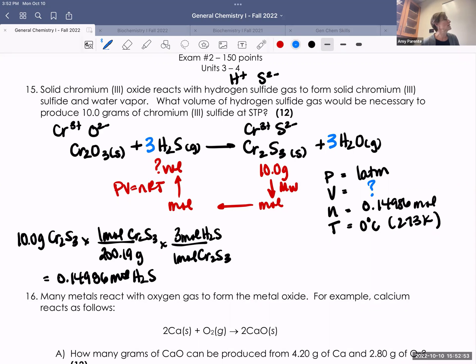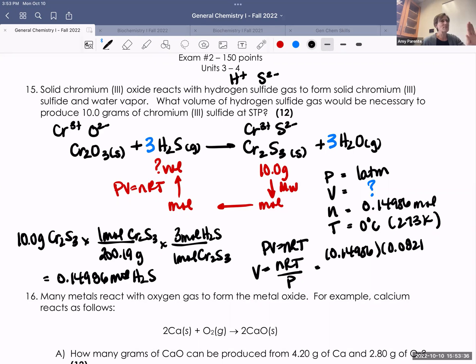So I'm going to solve my PV equals nRT for V. That's nRT over P. Everybody good? I did a little check beforehand and I made sure that everything was in the right unit. So to save myself a little space over here, I'm going to make sure that I just write my numbers. So my n is 0.14986. R is 0.0821.